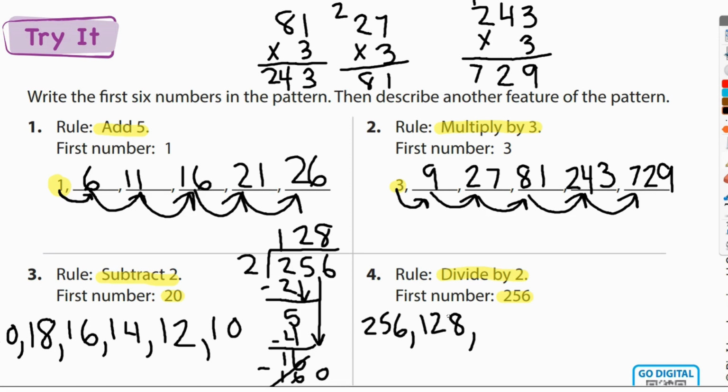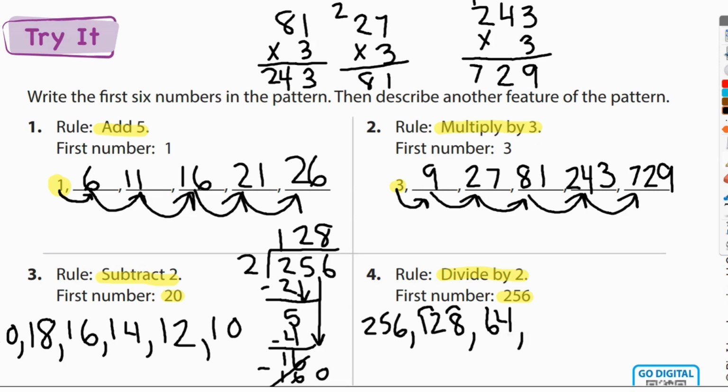Now, the other strategy that I like teaching too is, now the number is a little easier to divide, I can actually split this number. I can split it like this. Let me look at the 12. 12 divided by 2 is what? 6. Now let me look at the 8. 8 divided by 2 is 4. So that means that my next digit is 64 because I just divided it.